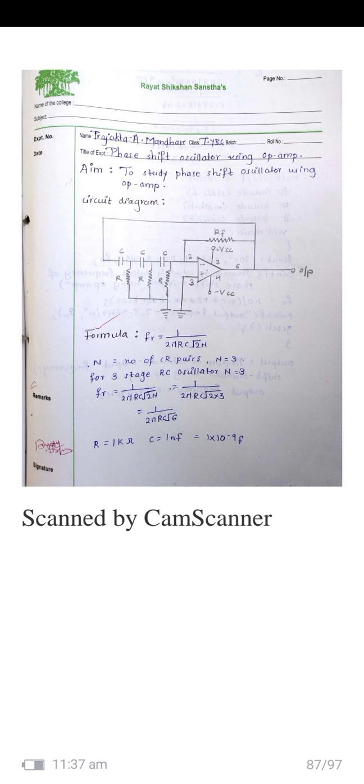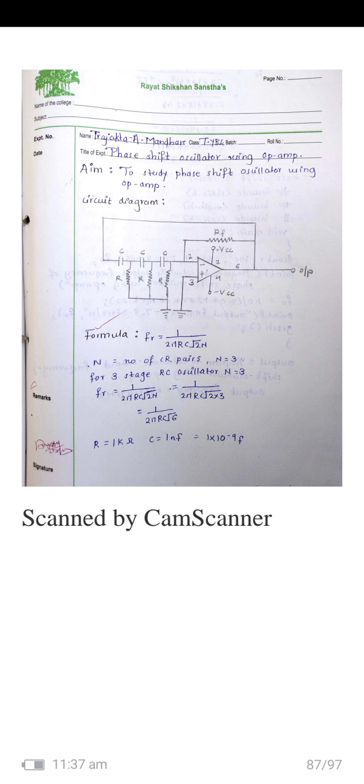Then next is the phase shift oscillator. Same as the Wien bridge oscillator, but the formula is different here. This is the circuit diagram of a phase shift oscillator using an op amp as an inverting amplifier. The formula is fR = 1/(2πRC√(2N)), where capital N is the number of CR pairs, that is, the capacitor-resistor pairs.